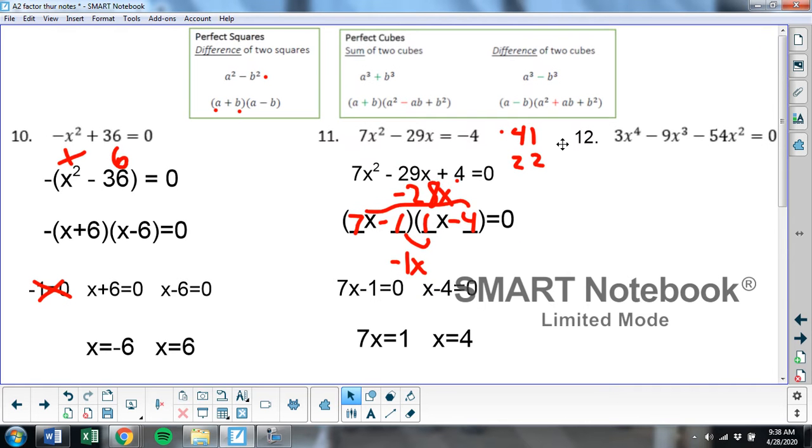Okay, one left. Number 12. We have a 0 on the right side. Well, it doesn't matter which side, but get one side of the equal sign to have a 0. And then on the other side, look for a GCF, look for these patterns, or just do your regular factoring that we learned Tuesday.